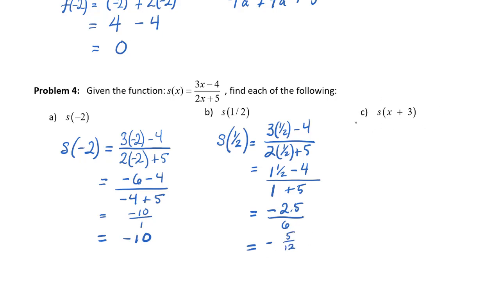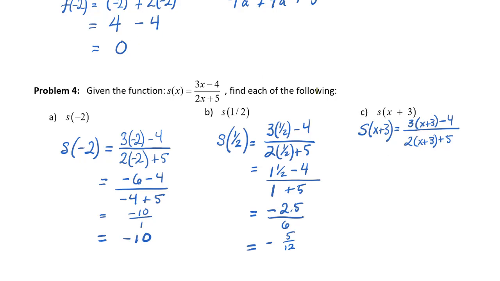Let's take a look at C. We have s of x plus 3. So wherever there's an x, we'll now write x plus 3. In the numerator, we'll have 3 times x plus 3 minus 4 all over 2 times x plus 3 plus 5. Now notice my x plus 3 is in parentheses, just like all my other ones.